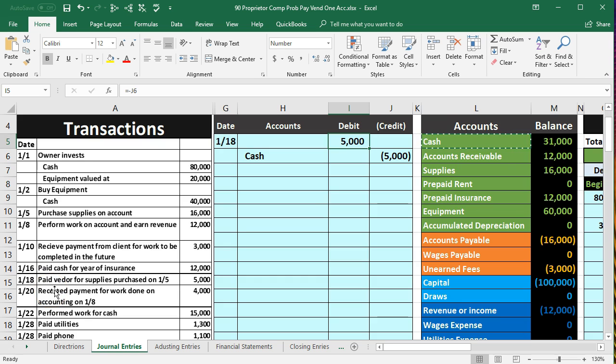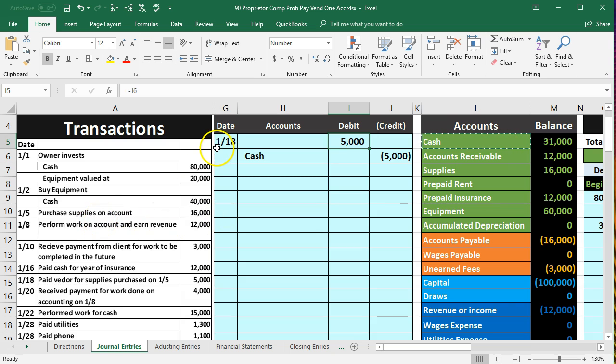And now we can say, well, we paid a vendor for supplies purchased in the past, or purchased on January 5th. So, in other words, why are we paying someone? Well, we bought supplies. So, did we debit supplies? No. Why? Because we bought the supplies in the past. We bought them up here. So up here on January 5th, in other words, we purchased supplies on account.